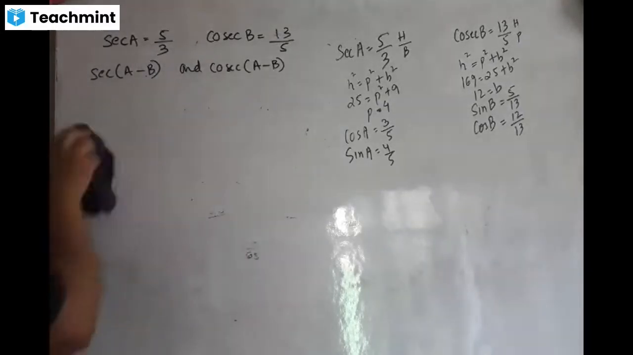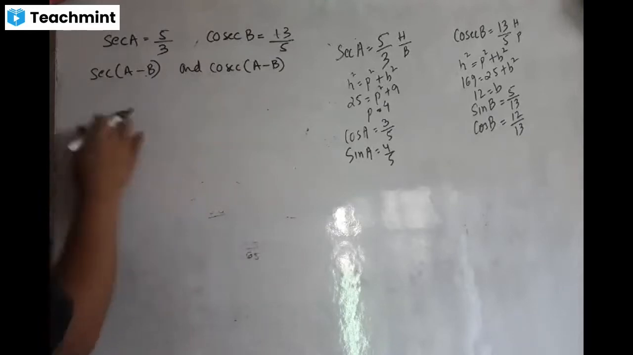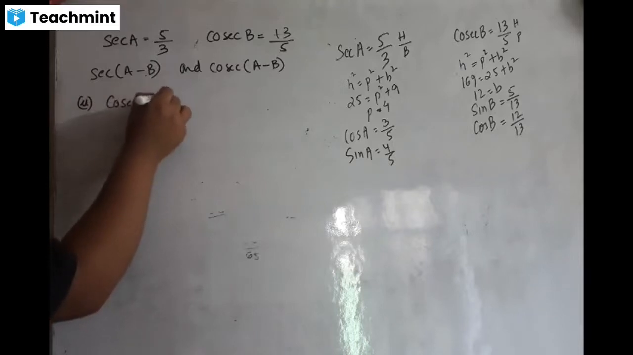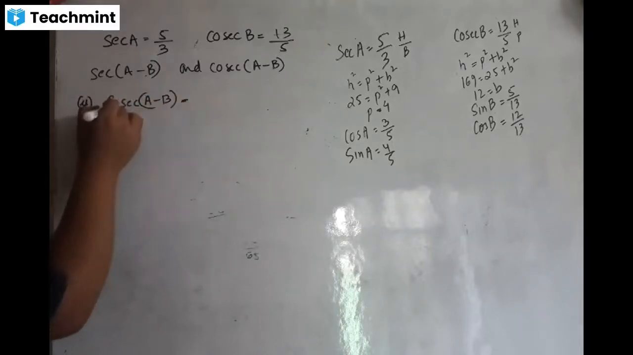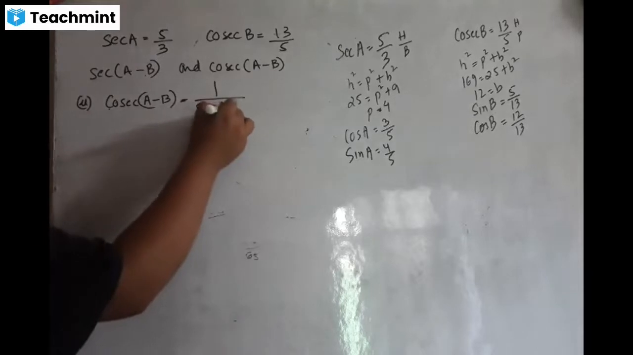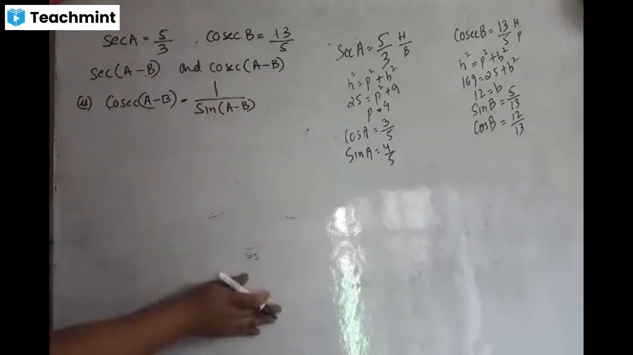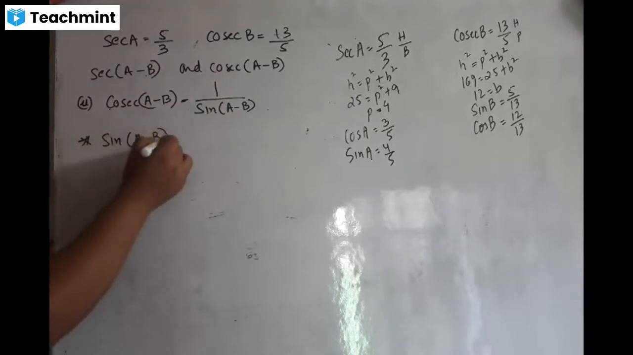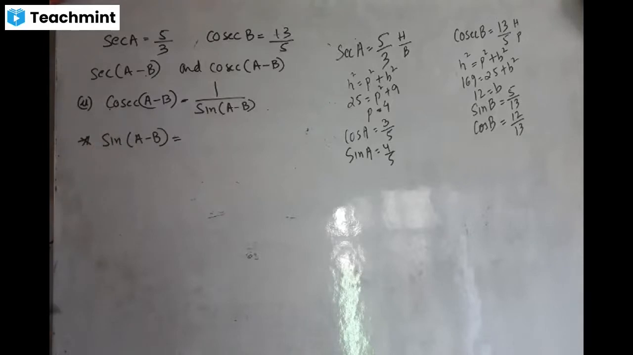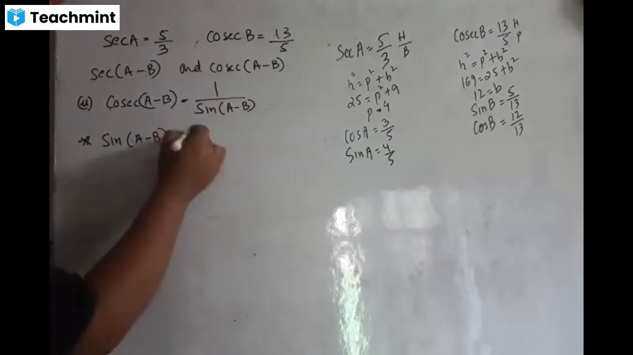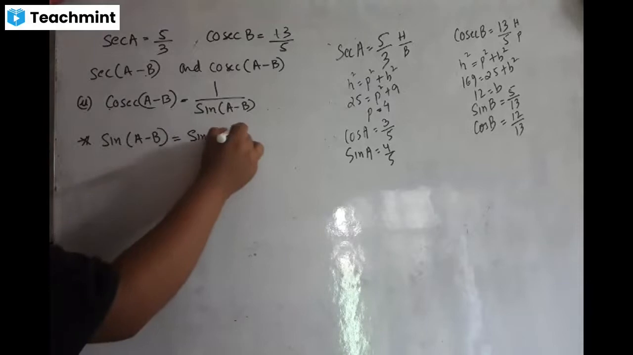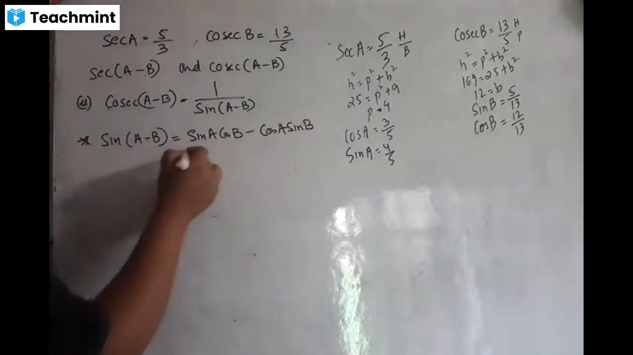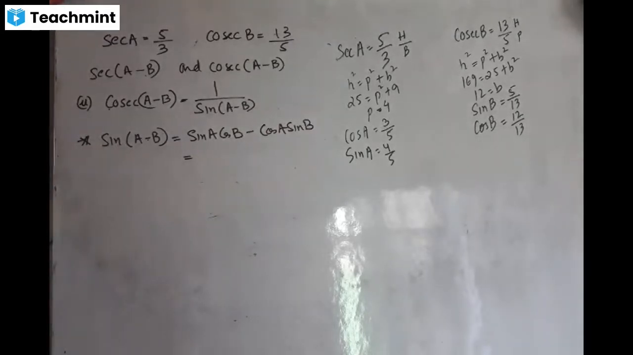Okay, next part, the second part is cosec A minus B. So cosec is the reciprocal, I have already told you, of sin A minus B. That means you simply have to find sin A minus B. Whenever there is sin, the ratios will be arranged in an alternate fashion. So sin A cos B minus cos A sin B. When will the sign change? When it is cos.